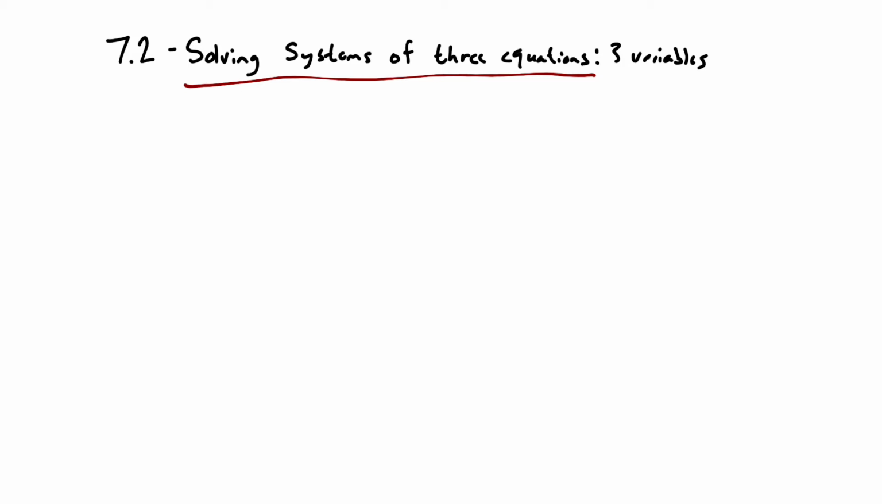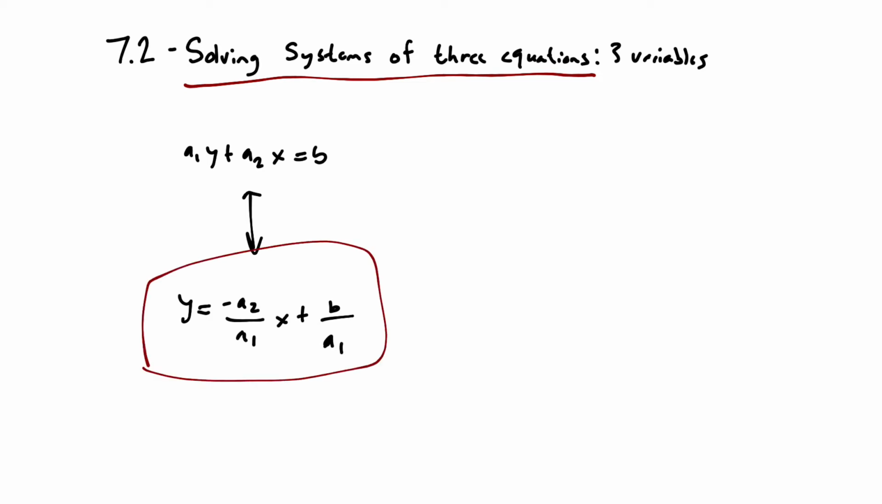Number 1, a linear equation on 2 variables is of the following form. Then, solving for y, we'll get the following equation. Then we clearly see that this is a line inside R2, whose slope is given by negative a2 divided by a1, and whose y-intercept is given by b divided by a1.